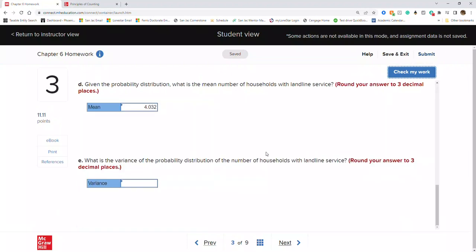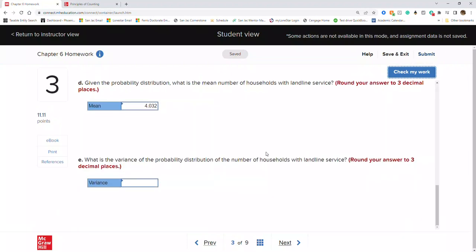As you can see, it's 4.032 because this is a probability distribution. The mean number of households probably should have been a whole number just because it's a household, but they tell us 3 decimal places, so we're going to do 3 decimal places. If they want it to the nearest whole number, they will say that. But logically, I can't have 0.032 of a household.